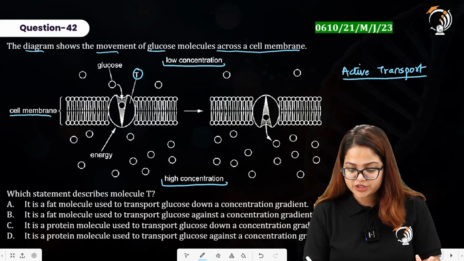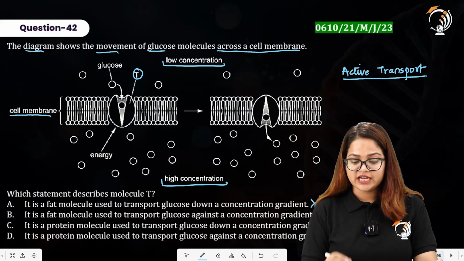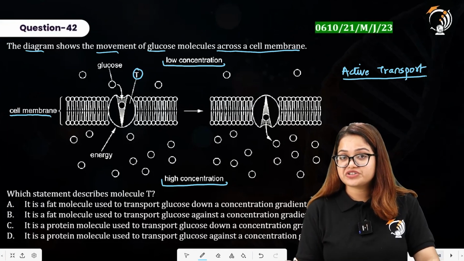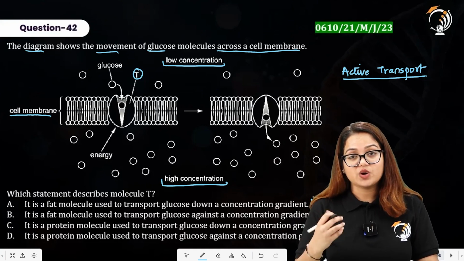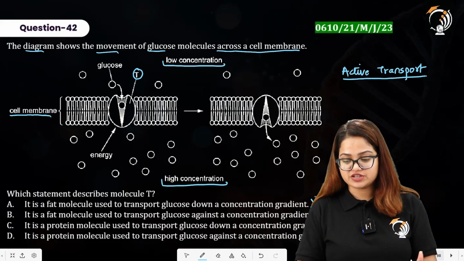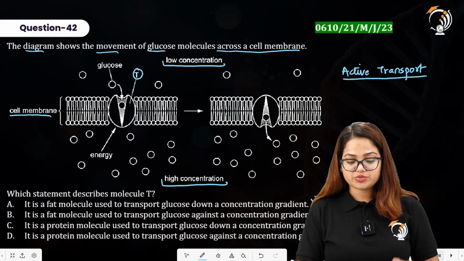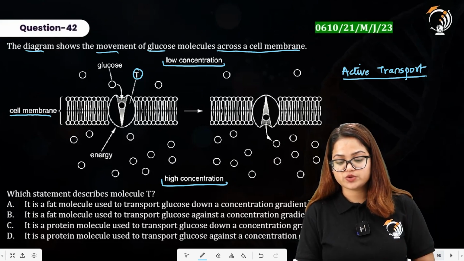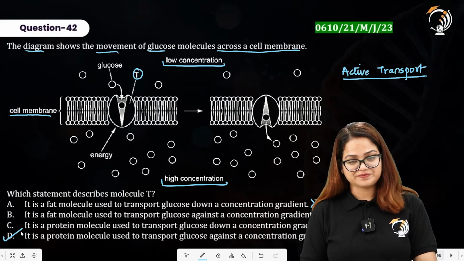It is a fat molecule? Incorrect. It is a fat molecule? Incorrect. It is a protein molecule? Yes. To transport glucose down a concentration gradient means you are moving the glucose molecule from a region of high concentration to a region of low concentration, and that is not true over here. Statement D says it is a protein molecule used to transport glucose against a concentration gradient. That is the true statement over here.